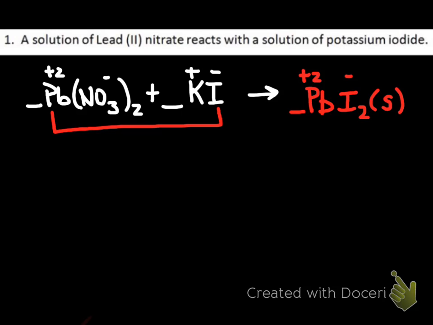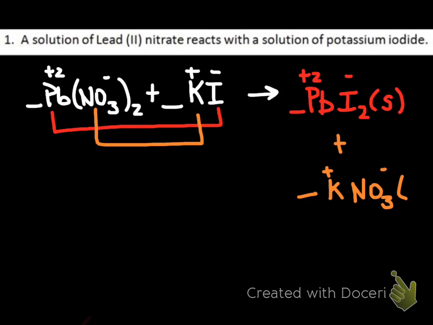My second product, I will match up the inside with the inside. And I get my product of K. Always write the positive first. So my second product is K, which is positive, NO3, which is minus. Anything that has a nitrate on it, or anything that has an alkali metal on it, is always, no exceptions, aqueous.